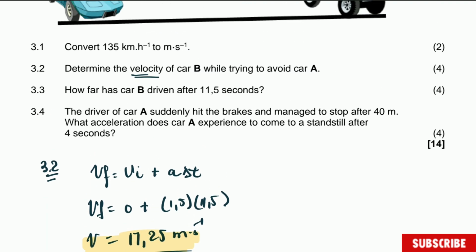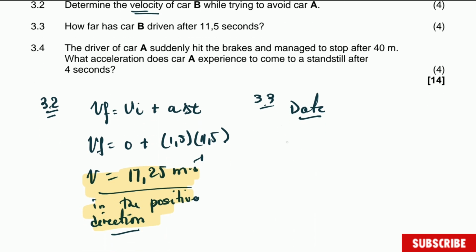Question 3.3: how far has car B driven after 11.5 seconds? So now, what is this question asking? It's asking for the displacement, how far the car has gone after that specific time. So this is question 3.3. Now let's rewrite the data, which is the same one. I just want you to see the same one.